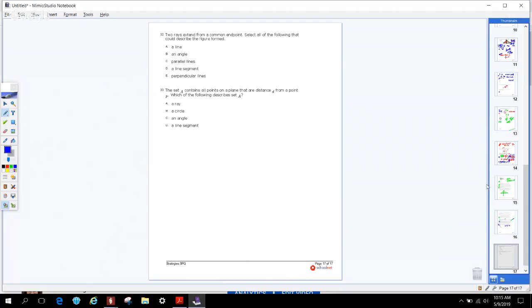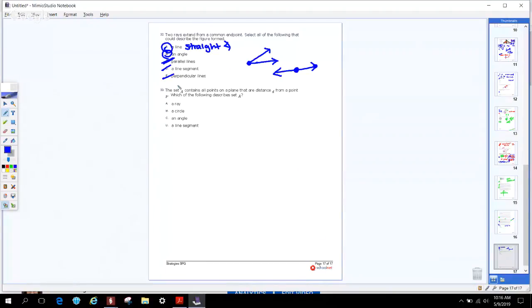32. Two rays extend from a common endpoint. What's all the things that can be formed? Well, if they share a common endpoint, we could have it like this, but then we also could have it like this, right? So it could be a line because it could be a straight angle that's 180 degrees. It can be an angle like this. It can't be parallel lines because they touch. It's at a common endpoint. It can't be a line segment because line segments go on forever. And it can't be perpendicular lines because, again, lines extend forever. So it's A and B for number 32.